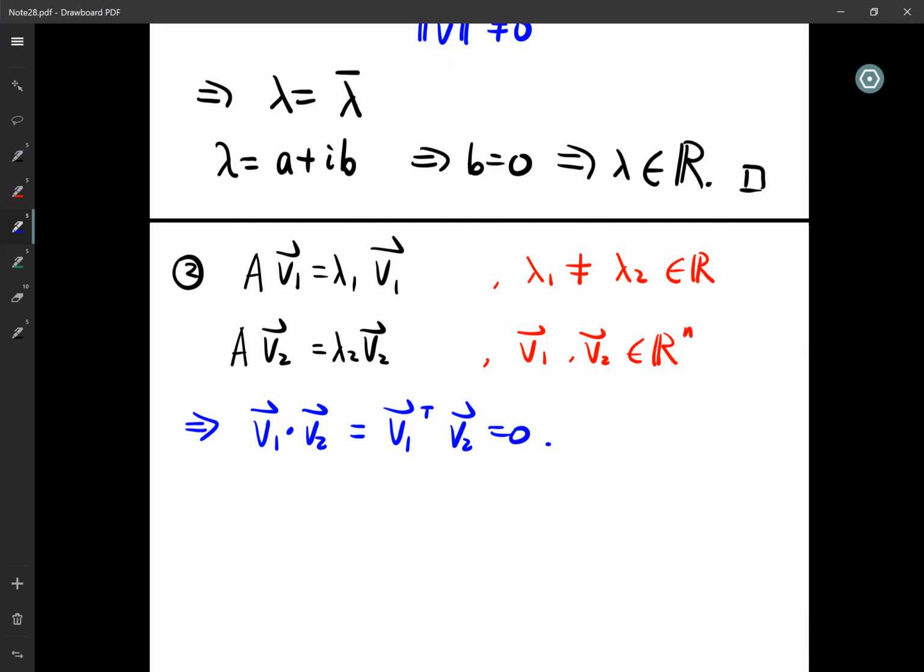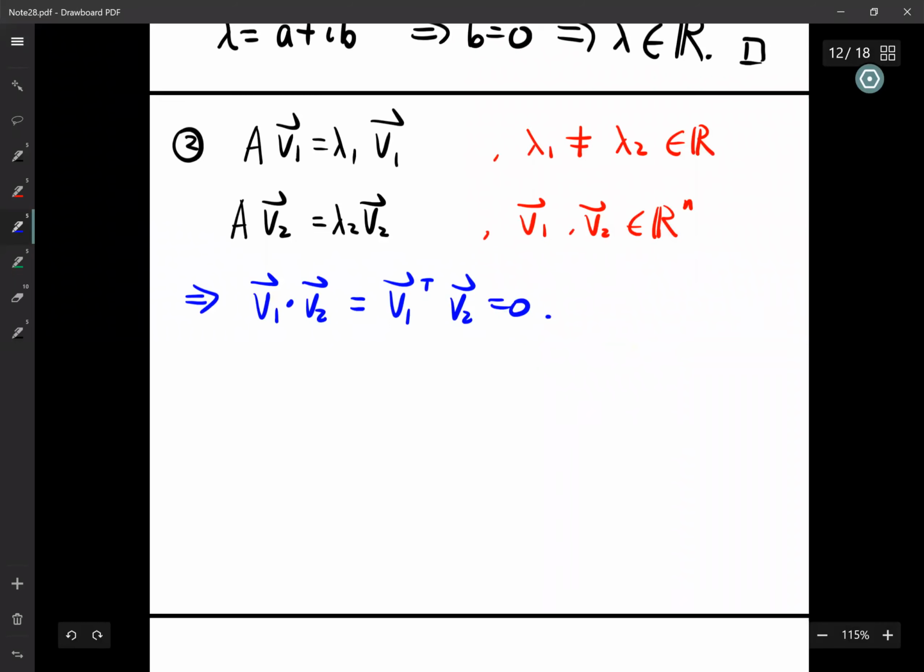Okay, so let me say again that in chapter 5, we proved that eigenvectors corresponding to distinct eigenvalues must be linearly independent. Now we want to show something that is stronger. They're not only linearly independent, but they're actually orthogonal to each other. How do we show this? The idea is very similar to what we had before.